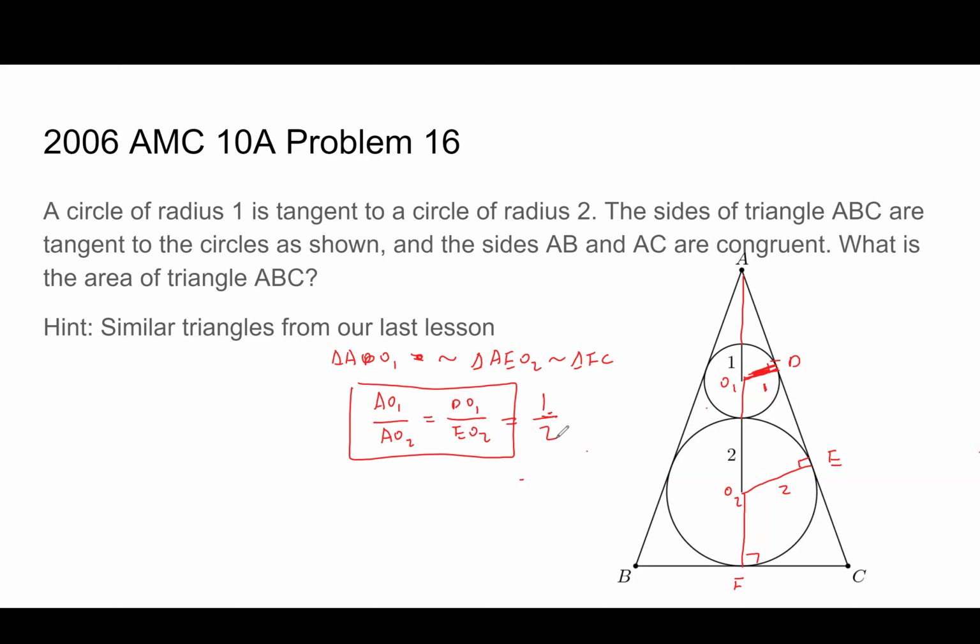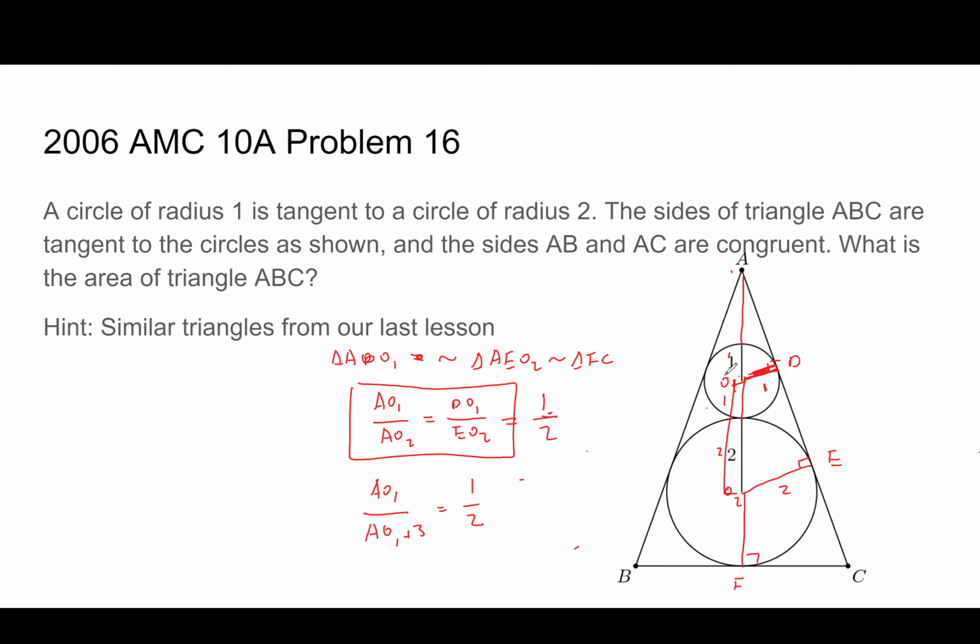Correct. Now, I want to simplify this more because AO1 and AO2, right? How are they related? Well, AO1, which is this part here, and AO2. It seems that AO2 is longer than AO1, right? But they differ by this amount here. And what is this amount? It's just 1 plus 2, right? So we can say that AO1 over AO1 plus 3 equals 1/2, right? I'm just subbing in what I know, and I can solve for the length that I want.